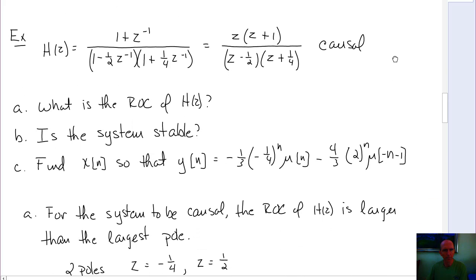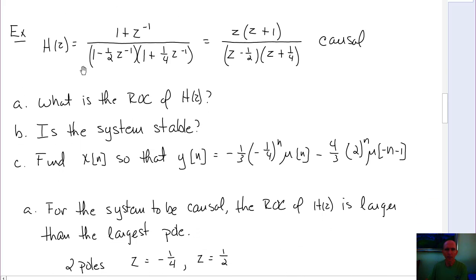Another example, again they give us H(z). In this case it has two poles, and again, instead of giving us the region of convergence, they give us that the system is causal. So we know, because it's causal, that it has two poles at 1/2 and -1/4. The magnitude of the largest pole is 1/2, so the region of convergence is going to be |z| greater than 1/2. And they ask us three things here.